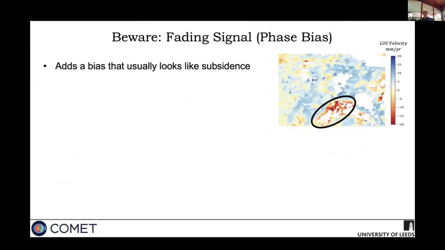One word of warning, just before I finish, is about a so-called fading signal or phase bias. What we found, especially working with Sentinel-1 data, is that we often get lots of signals which nearly always look like subsidence, but are not actually related to subsidence. That's why it's referred to as a phase bias. It adds a bias which looks like subsidence when we're not really measuring subsidence of the ground.